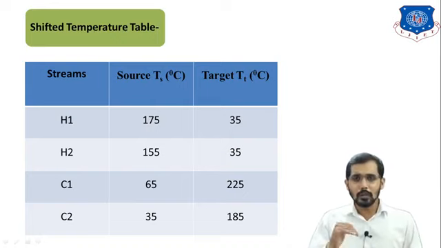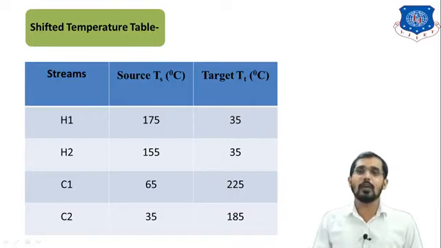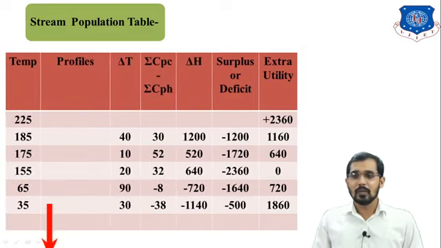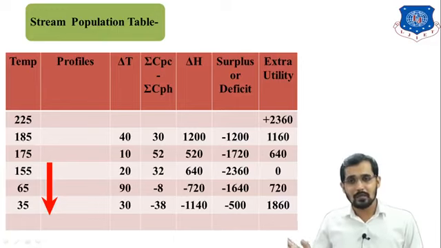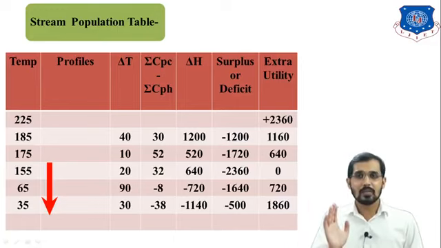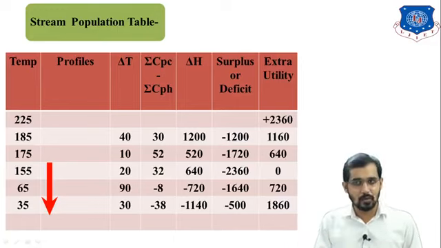So now I am going to draw the heat profile, that is the temperature profile, for the H1 stream. From 175 to 35, you can see in this table, 175 to 35. This is the temperature profile for the H1 stream. We have seen in the previous table that the H1 stream source temperature is 175 and target temperature is 35.